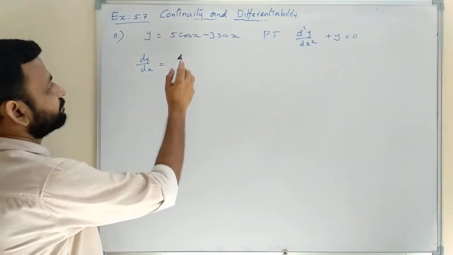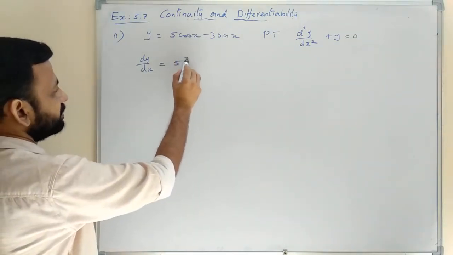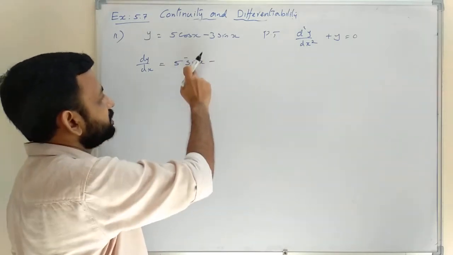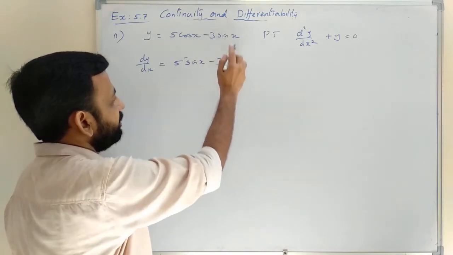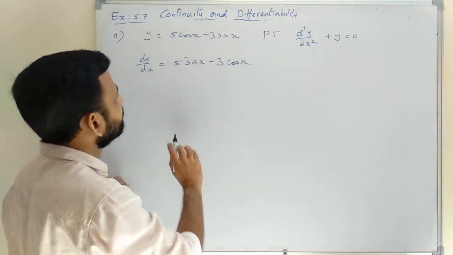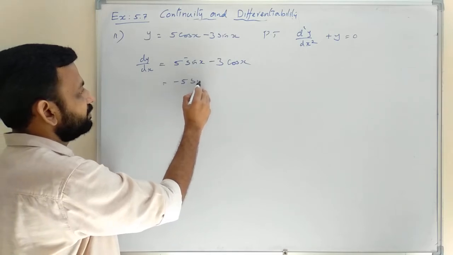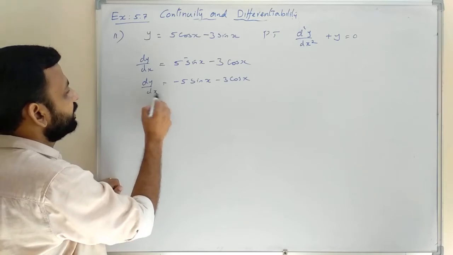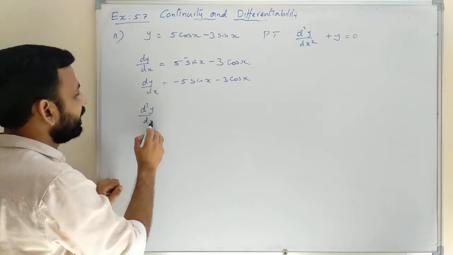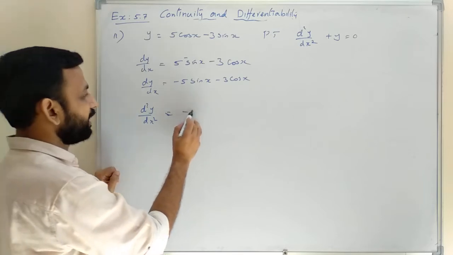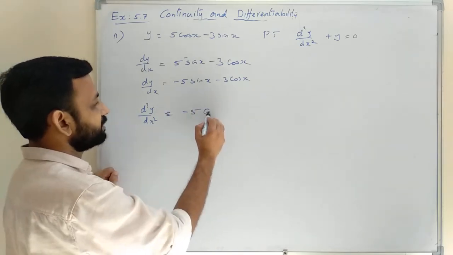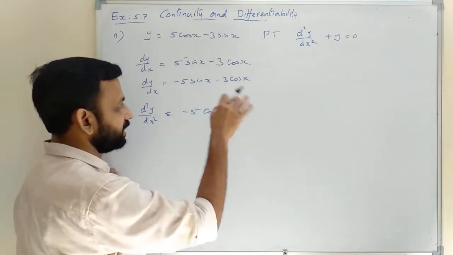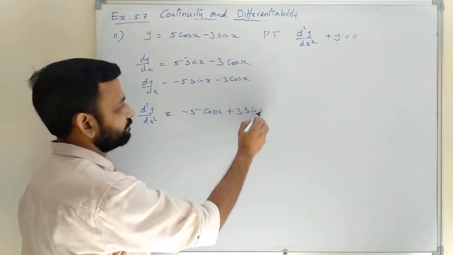So dy by dx is 5 into the derivative of cos x, which is minus sin x, then minus 3 into the derivative of sin x, which is cos x. So we got minus 5 sin x minus 3 cos x. That is dy by dx. Now we will find d square y by dx square. That is minus 5 into the derivative of sin x, cos x, minus 3 into the derivative of cos x, that is minus sin x. So plus sin x.